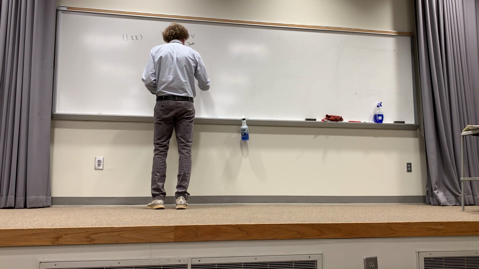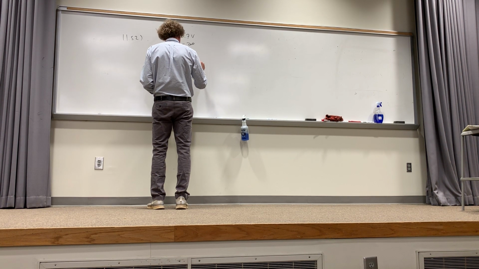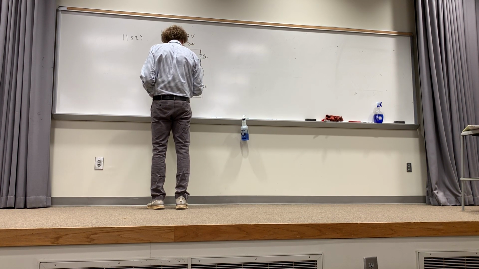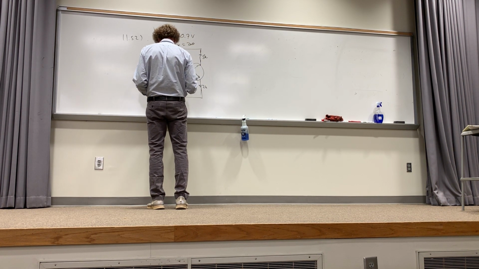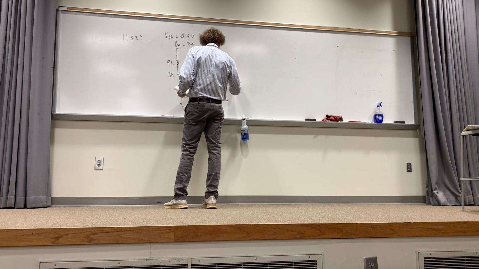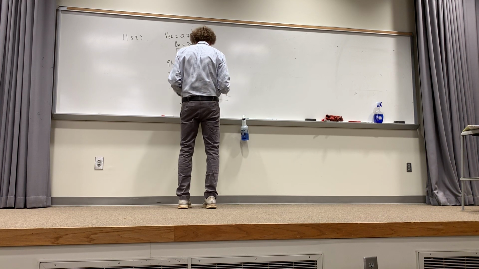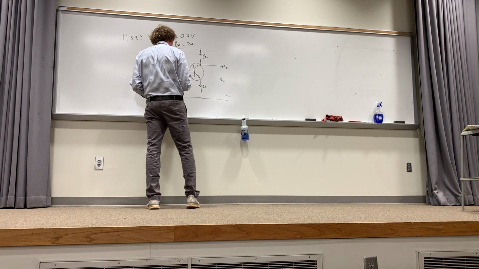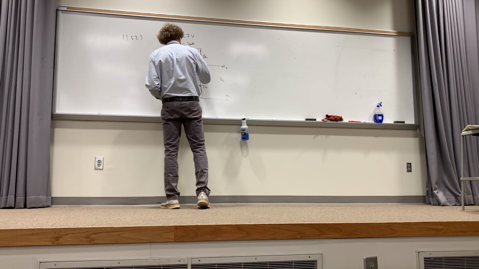They have a transistor. They have 5K. They have 2K. And they want to know what this voltage is. I want to know what this base current is, and I want to know the collector current.